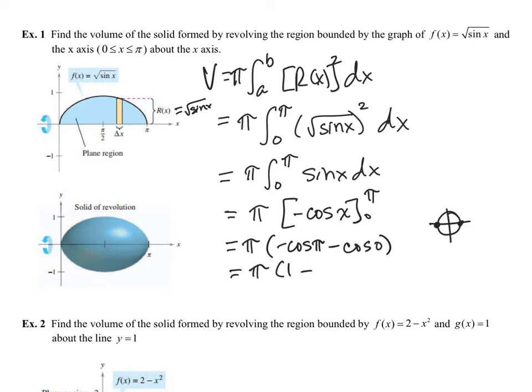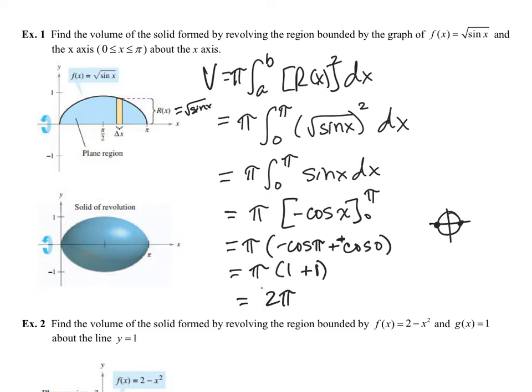You may have noticed that I dropped a negative sign right here, didn't I? Because we replaced x with pi, so that would be negative cosine pi minus, this should be negative cosine 0. So let me put a negative in there. And then, of course, subtracting a negative is the same thing as adding a positive. So we're actually going to add the cosine of 0, and remember cosine of 0 is positive 1, and so we get 1 plus 1 times pi, which is 2 pi.